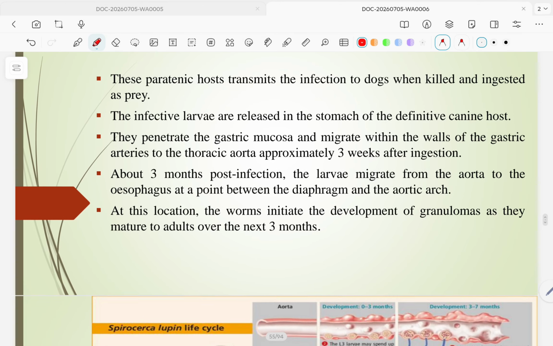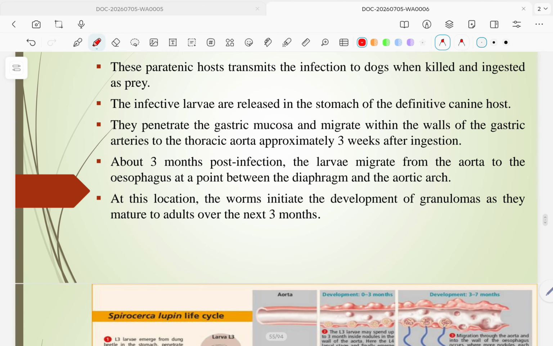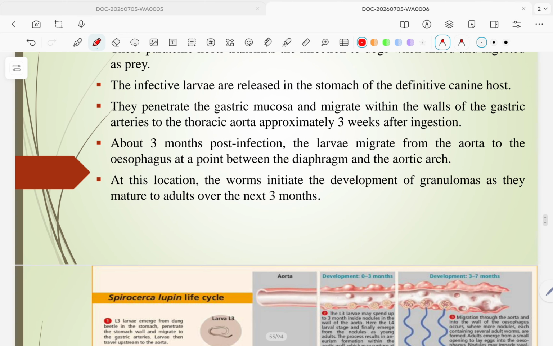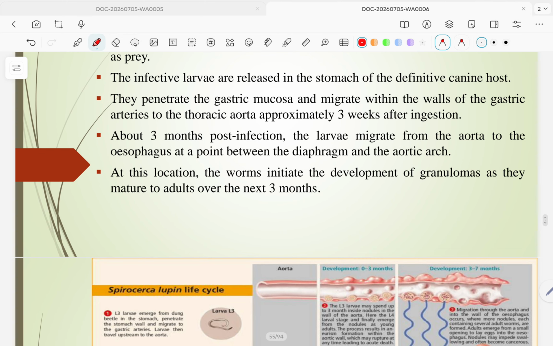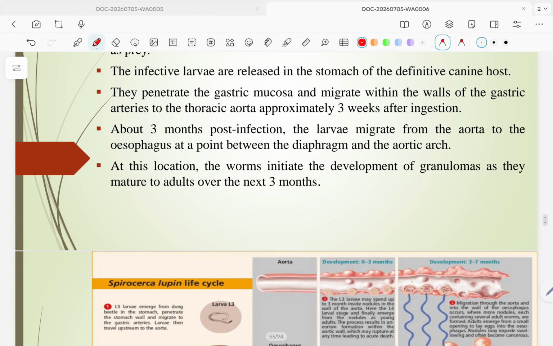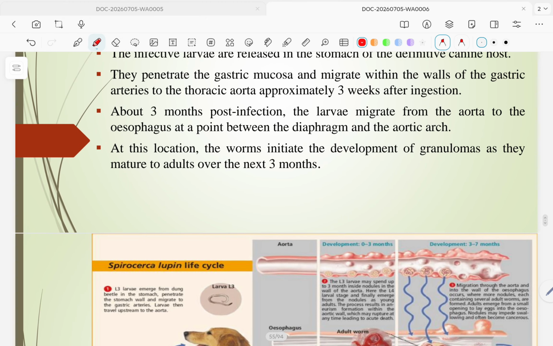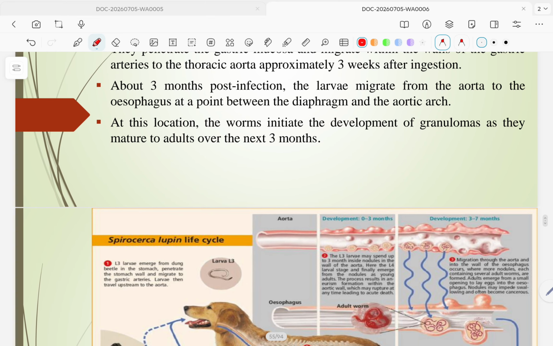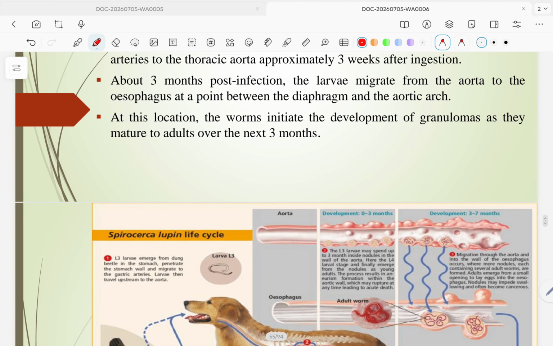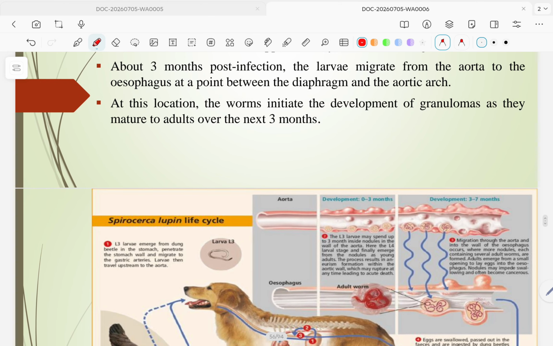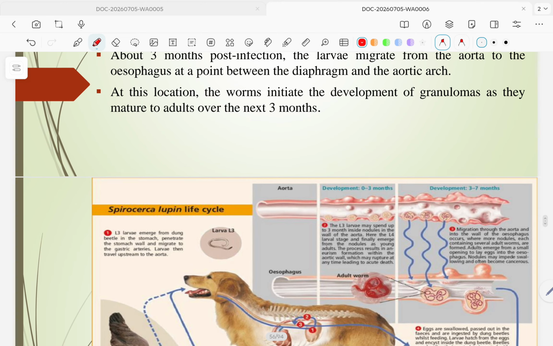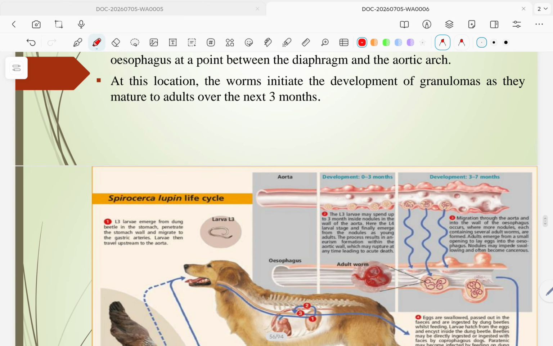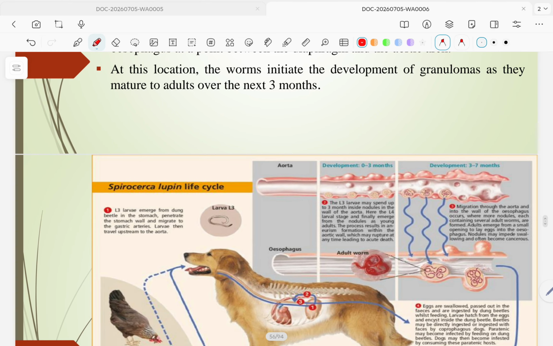The infective larvae are released in the stomach of the definitive canine host. They penetrate the gastric mucosa and migrate within the wall of the gastric arteries to the thoracic aorta approximately 3 weeks after ingestion. About 3 months post-infection, the larvae migrate from the aorta to the esophagus at the point between the diaphragm and the aortic arch. At this location, the worms initiate the development of granulomas as they mature to adults over the next 3 months.